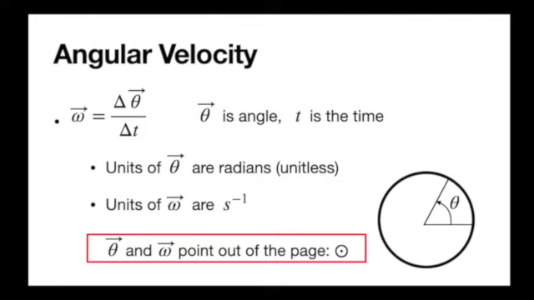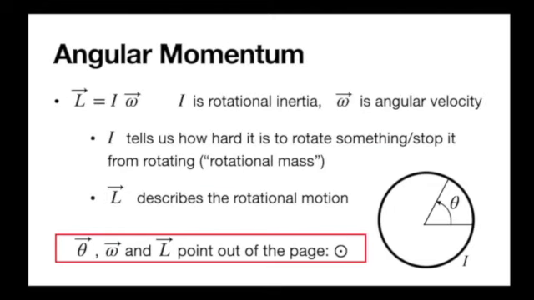So let's go a little deeper into each of these. Angular velocity, like we said, theta is the angle, t is the amount of time. Units are radians for theta, so it's really unitless, but we're using pi here, so 2 pi is a complete circle, or 360 degrees. Pi over 2 is 90 degrees, etc. So in the little drawing I've done here, we wrap our fingers with our delta theta. Theta and omega both point out of the page.